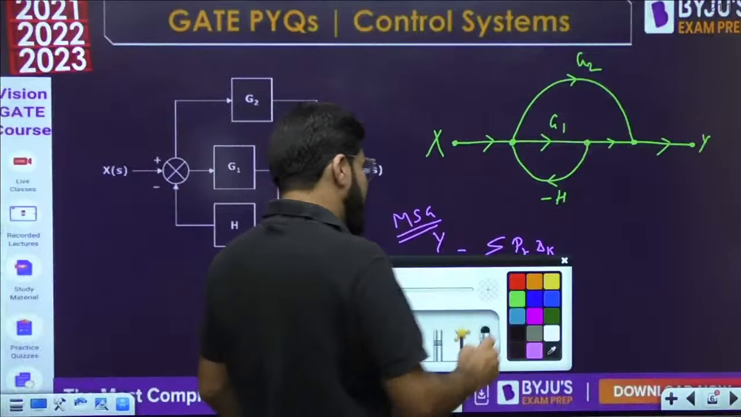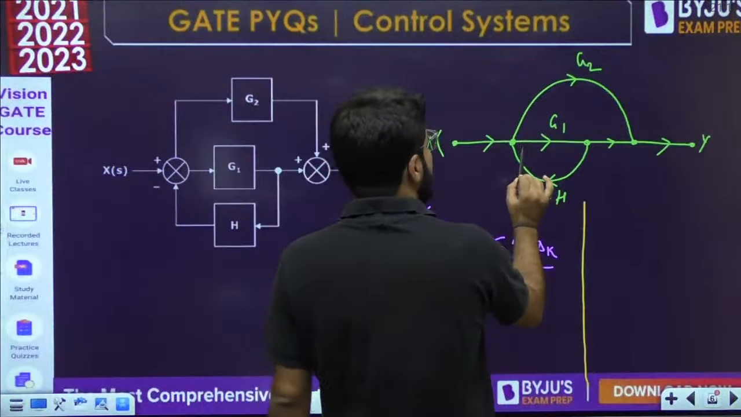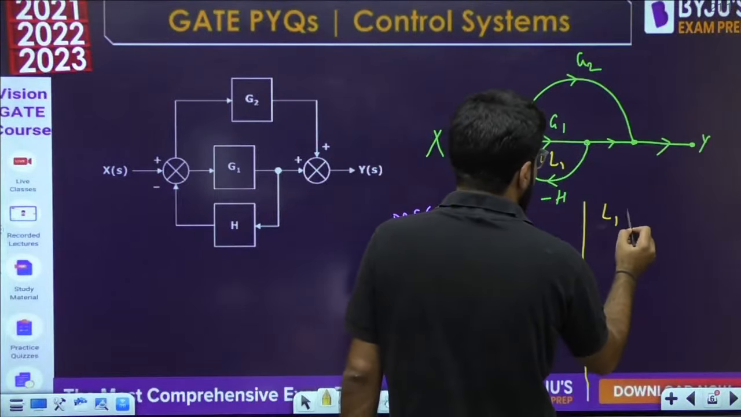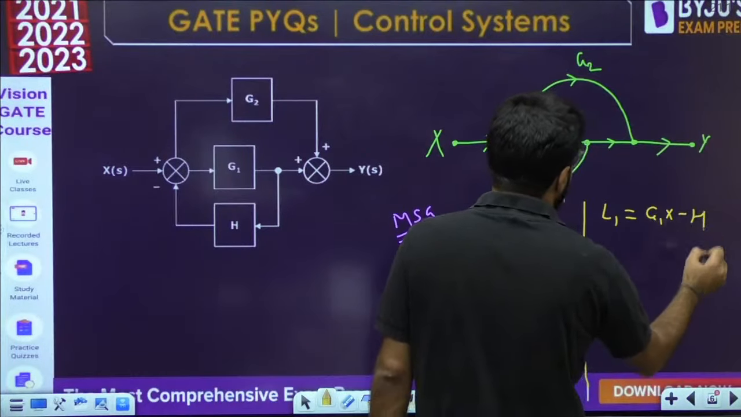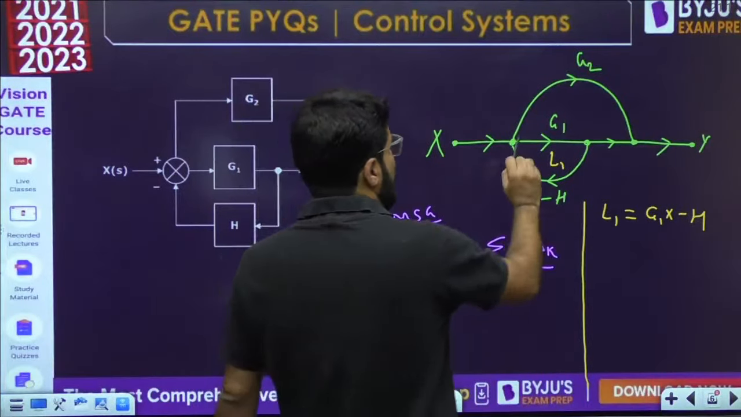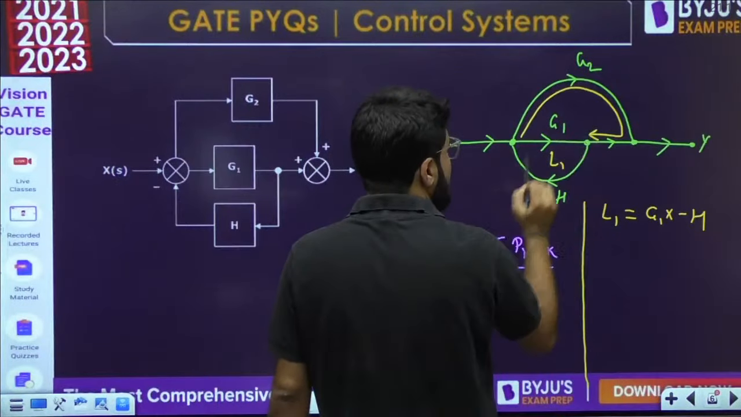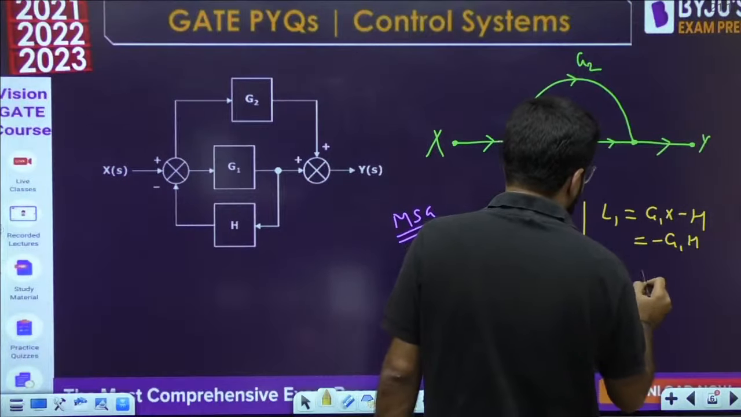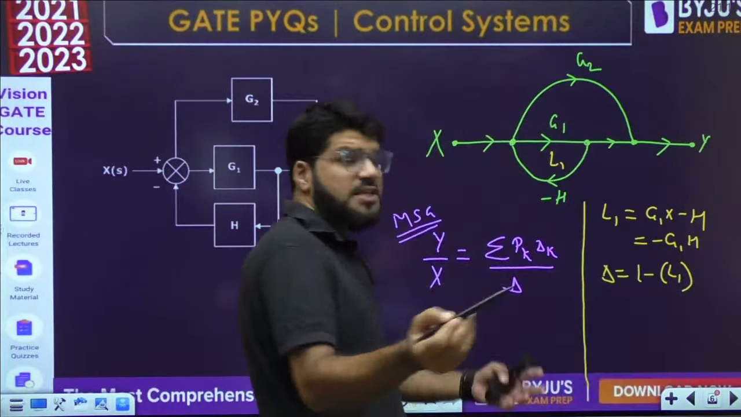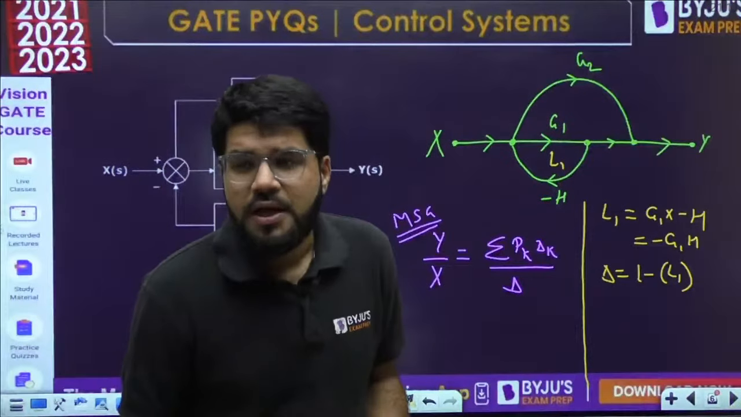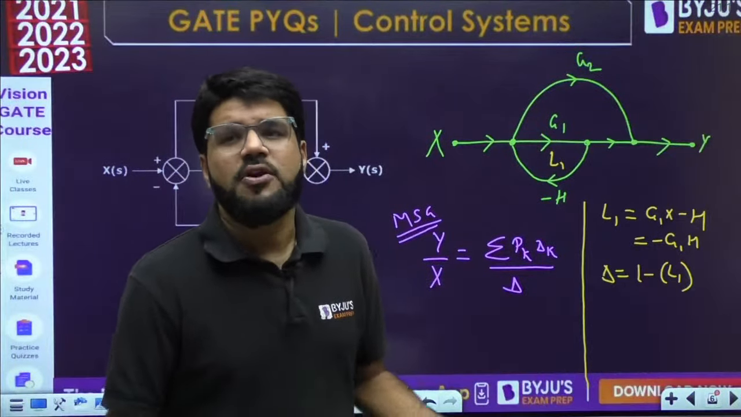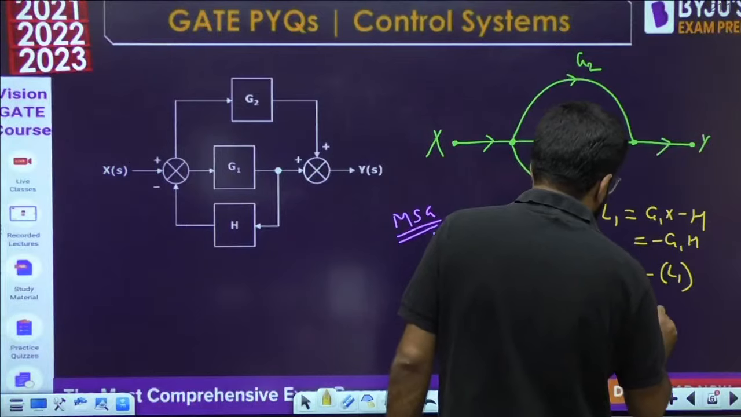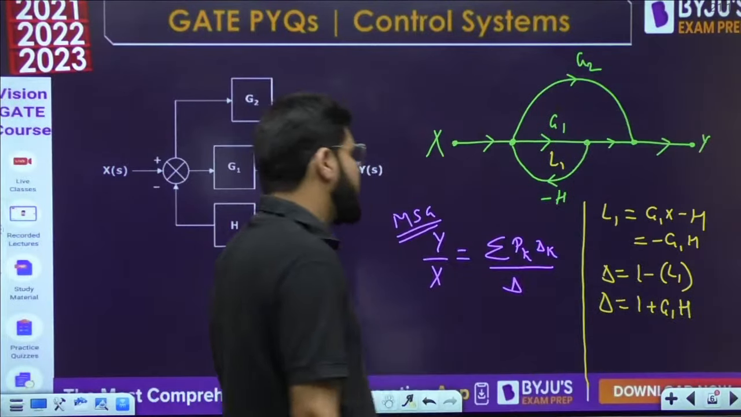So how many loops do you have here? Only one loop is built here, that is G1 and minus H. That is the loop L1. You can't make any other loop, because you can't travel opposite to the arrow; you can only travel in the direction of the arrow. So there is one loop gain, minus G1H. What is the graph determinant? 1 minus the sum of all the loop gains, plus products of pairs or triplets, which only come if you have non-touching loops. But here, the question of touching or non-touching does not arise, because there is only one loop. So the graph determinant is 1 plus G1H.